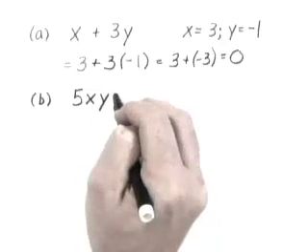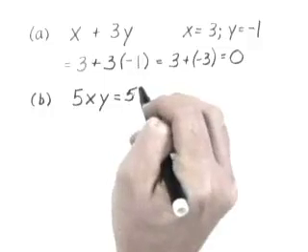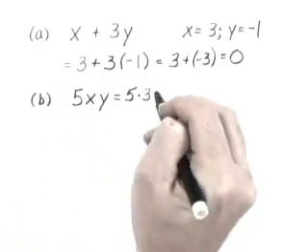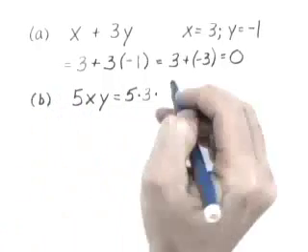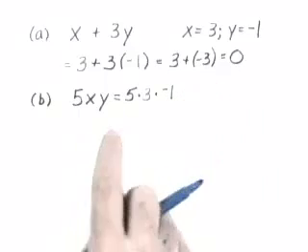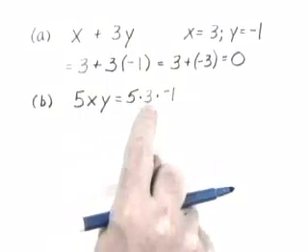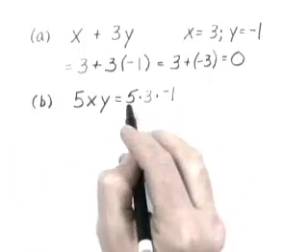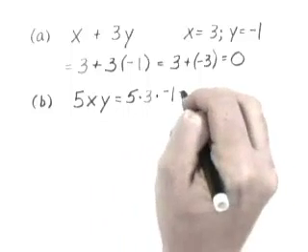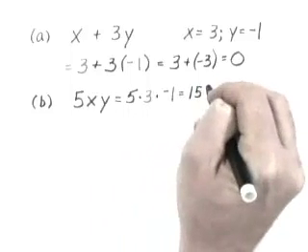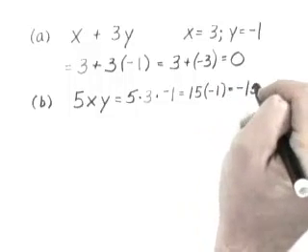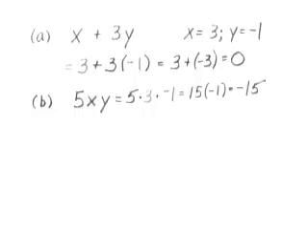To evaluate this expression, I'm going to write 5 and then times x is 3 and then times y is negative 1. So I have 5 times x is 3 times y is negative 1. I can multiply this just working from left to right. 5 times 3 is 15, then times negative 1. 15 times negative 1 is going to give me a result of negative 15.